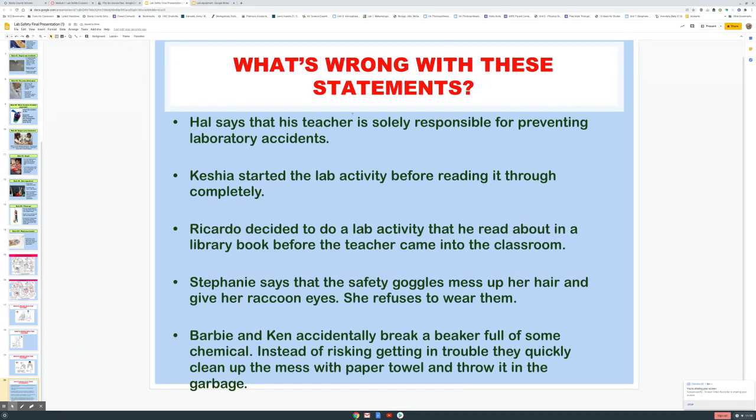So, Hal says teachers are solely responsible for preventing laboratory accidents. That's incorrect. Everybody is responsible. The teacher's responsible for explaining things to you. You're responsible for following directions.